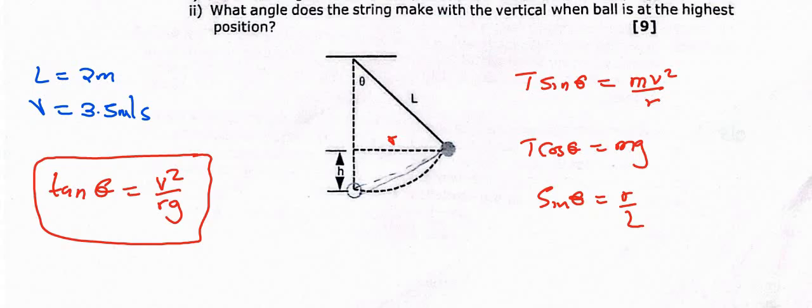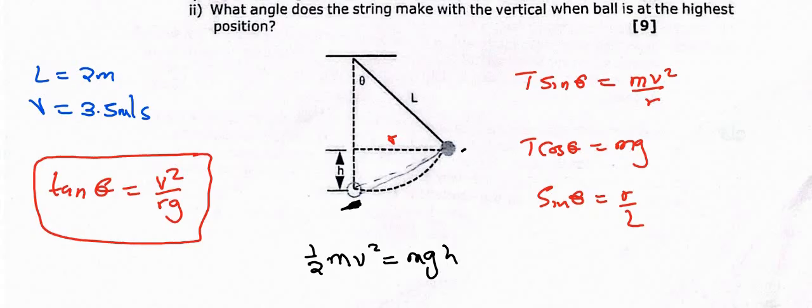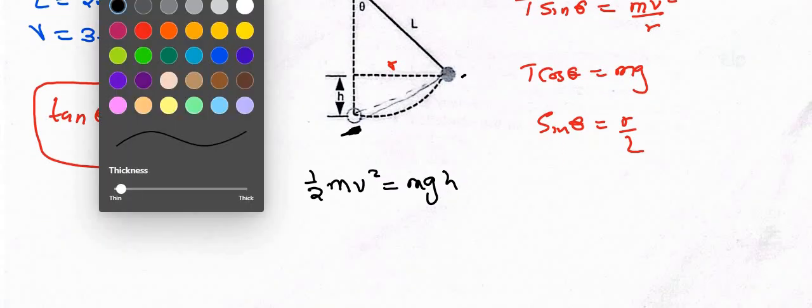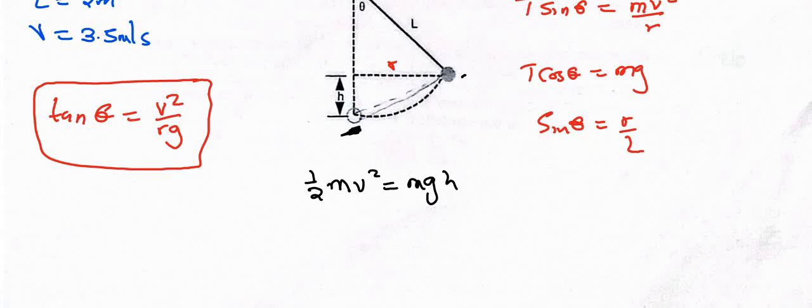Let me give you another equation. If this thing is swinging, right? They're saying what angle does it make with the vertical at its highest position? So this thing was swinging like this, right? Before it starts to move in a circular path, we assume the best case scenario that all the kinetic energy it had at this point had been converted to potential energy at this height. So we'll say half the mass V squared is equal to mgh. You can also assume this.